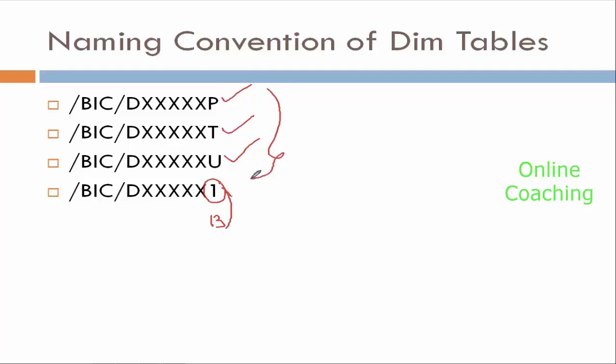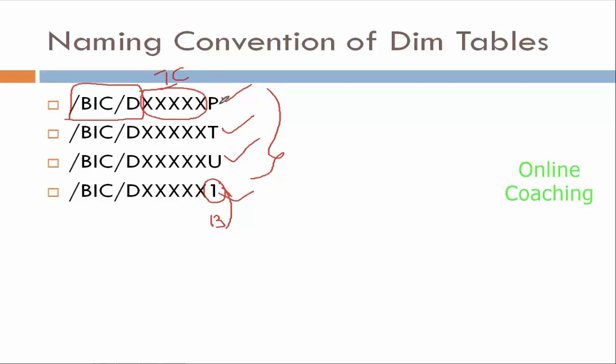We cannot touch these things. We cannot change them and we cannot delete them. From here you need to start working. How does the naming convention start? It's very simple, again standard: /BIC/D. D stands for dimension. Then this XX is nothing but your Infocube technical name. Whatever technical name you give, that Infocube technical name comes.